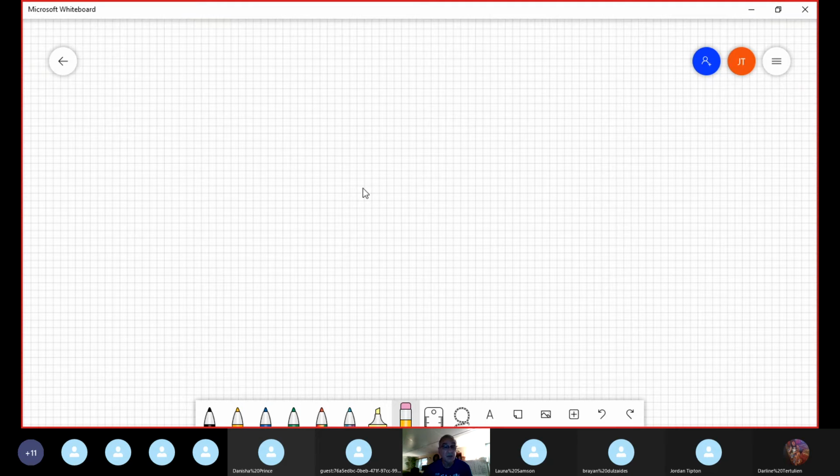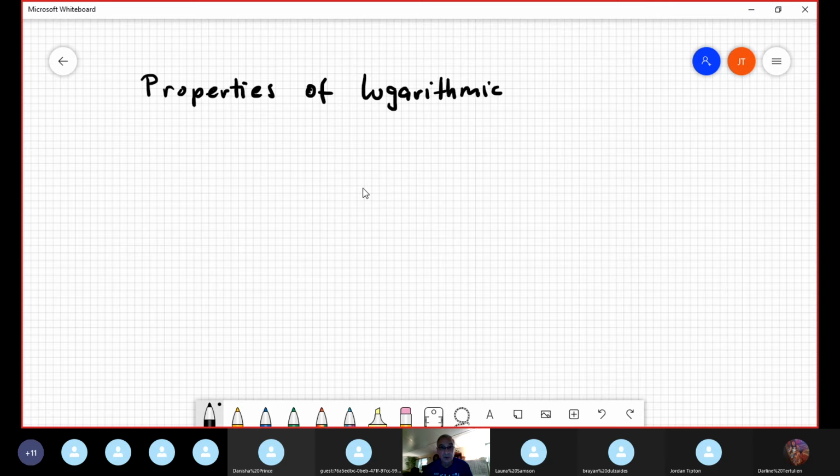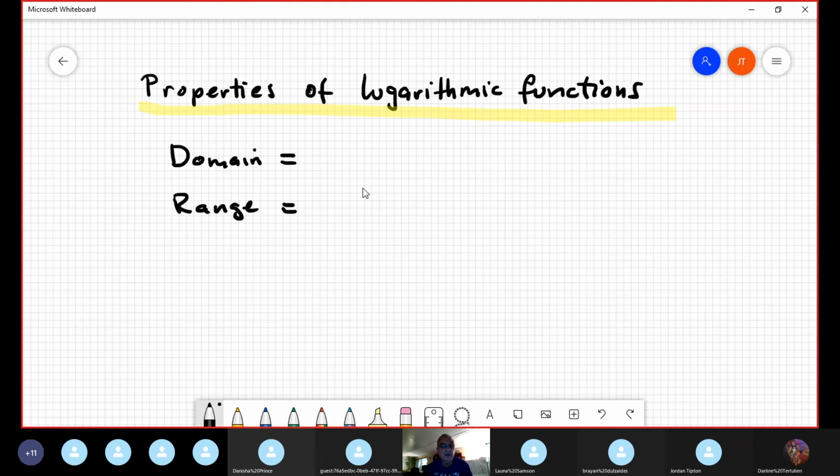determine the domain. Oh, so we are studying properties of logarithmic function. Okay, and the first property we study is domain first. Domain and range. As always, guys, in the test, we write in interval notation.